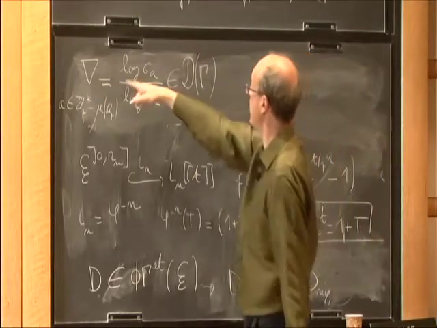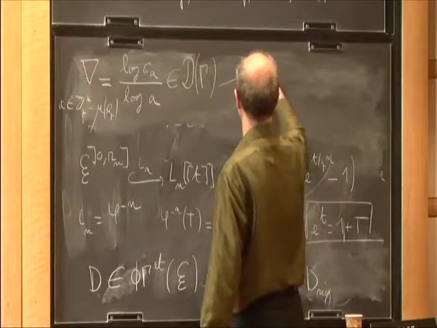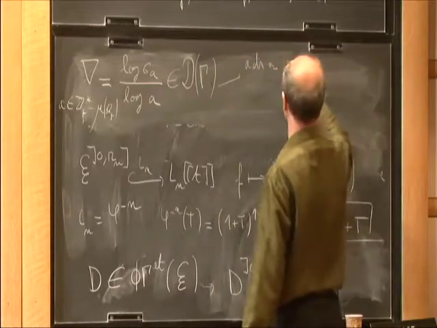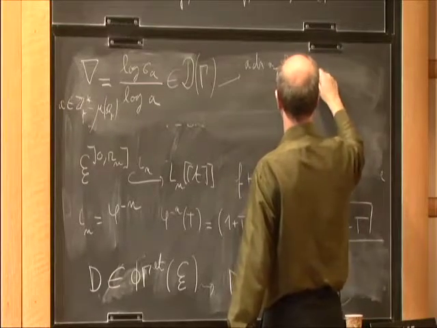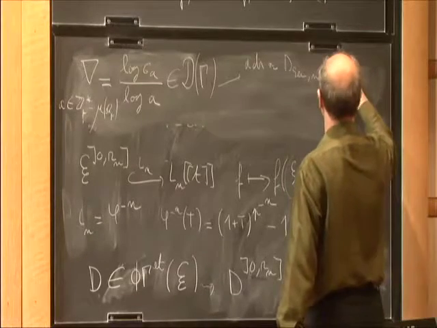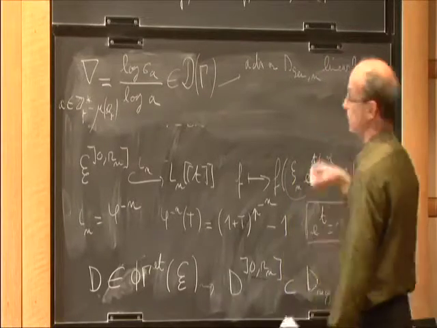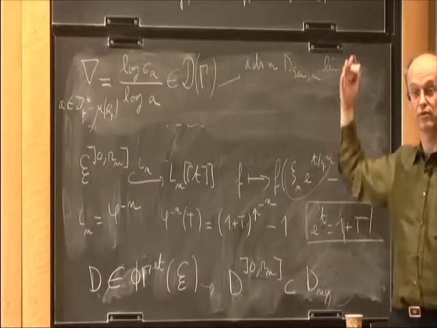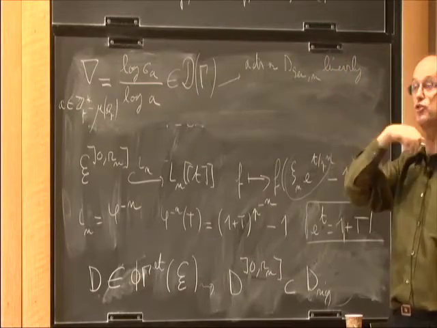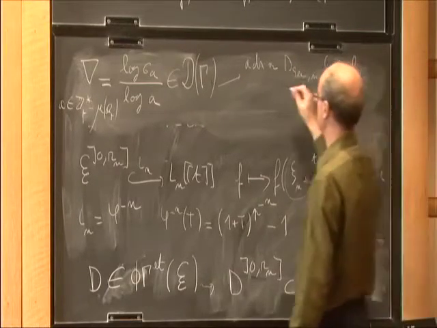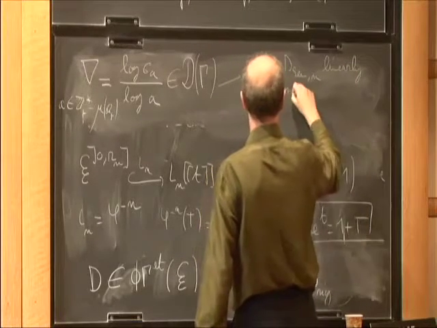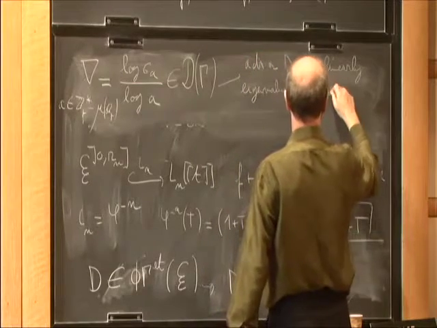And so this nabla acts on D_sen,n, for example. It acts linearly on D_sen,n. And in fact, it's just the Sen operator. So the eigenvalues of these operators are exactly the Hodge-Tate weights in the sense of Sen.